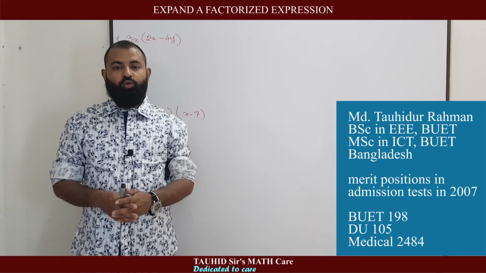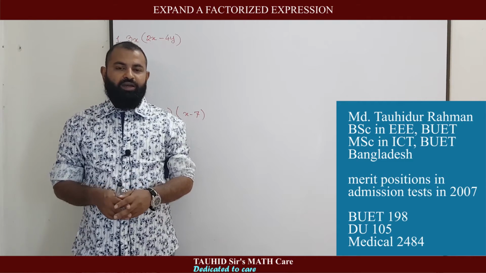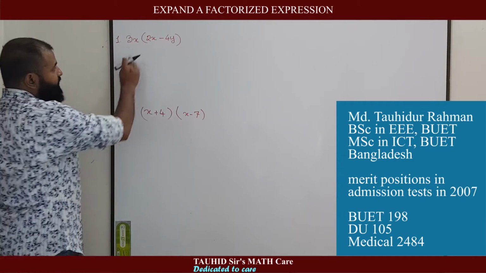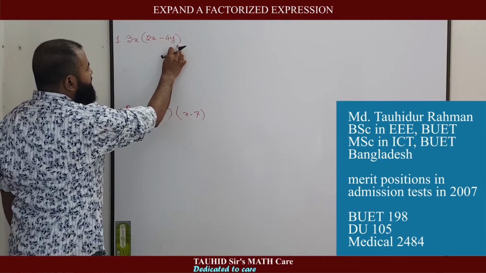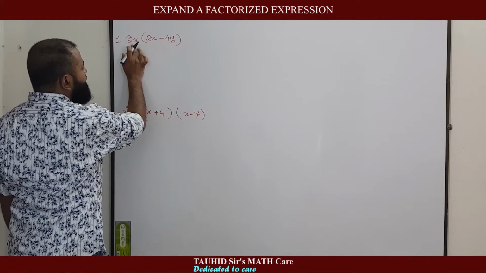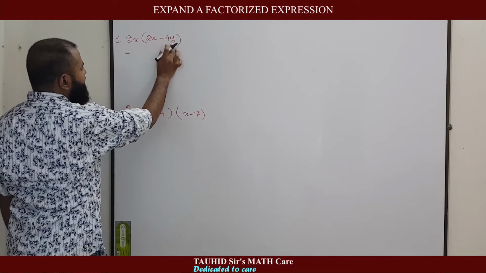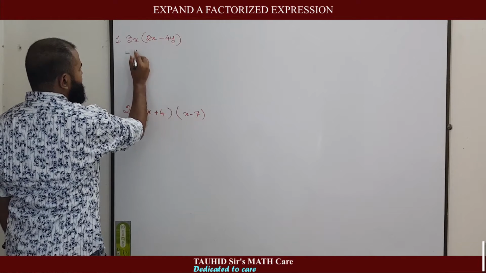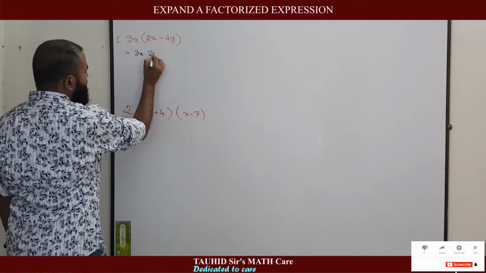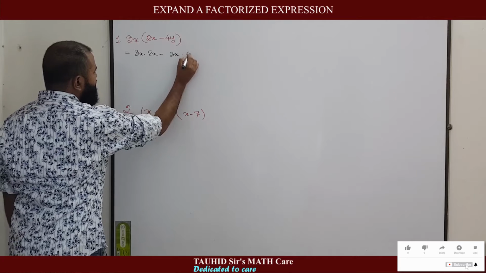In this video, we are going to learn how to expand a factorized expression. For example, 3x into (2x minus 4y). We will multiply both 2x and 4y by this 3x. That means 3x into 2x minus 3x into 4y.